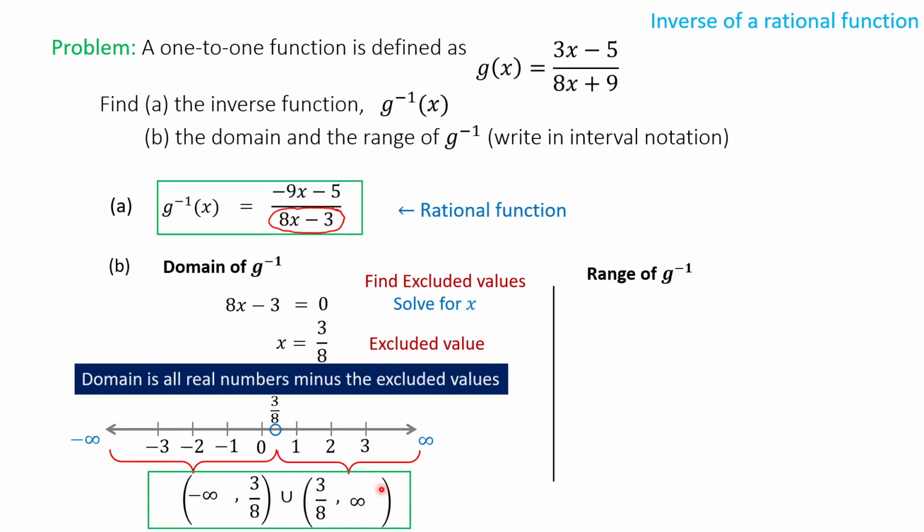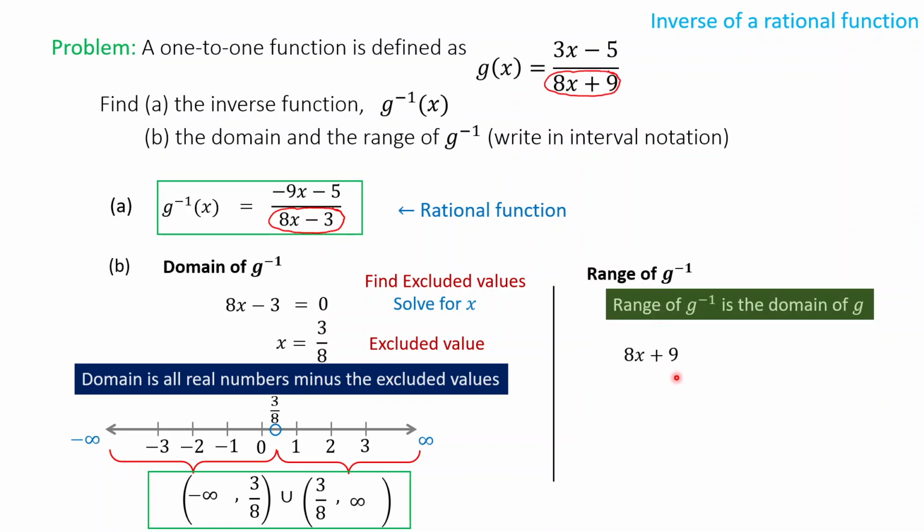Now we will find the range of G inverse. So you know that range of G inverse is the domain of G. So we will find the domain of G, domain of this. To find the domain of this, you take the denominator and put this equal to 0. Now solve for x. You will get x is equal to negative 9/8. This is the excluded value.